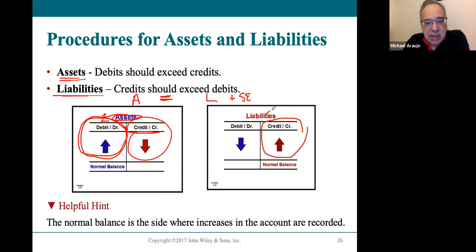They increase on the right side of their accounts. Just something to help you remember. Assets are on the left side of the equal sign. They increase on the left side of an account, which is the debit side. Right? So liabilities increase on the right side or the credit side. So when we have more notes payable, more accounts payable, more unearned service revenue, we are going to put those numbers on the credit side of the account.